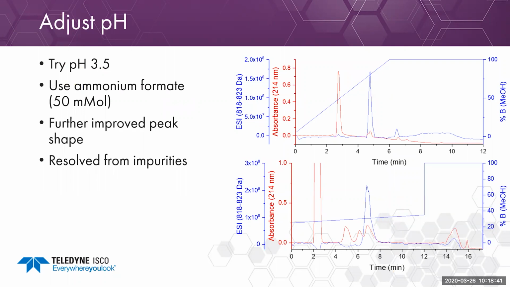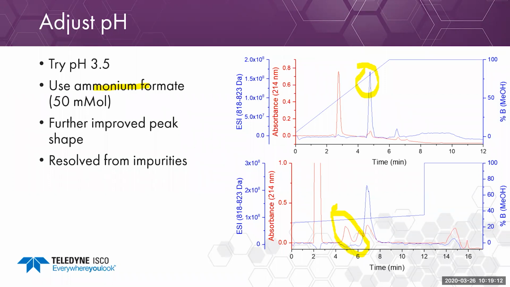pH 3.5 using ammonium formate, I further improved the peak shape. I need to rerun the scouting run one more time because I did change the buffer. Now I have greatly improved peak shape. Everything's in one peak, and I'm resolved from the impurities very nicely. Okay, and this is the run that I showed you earlier.